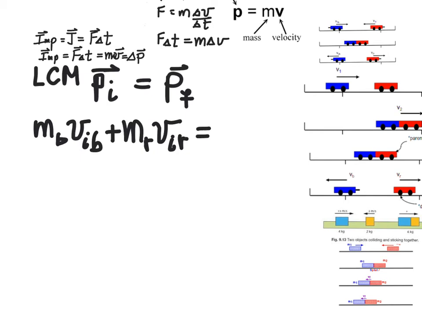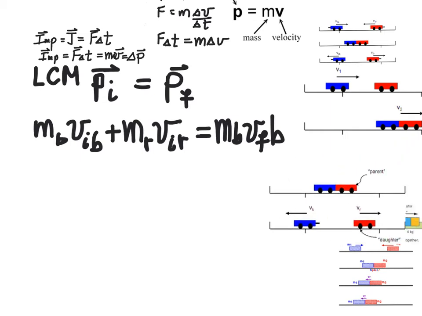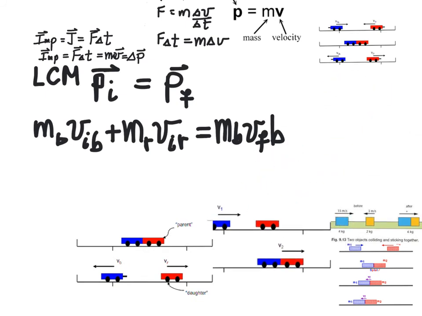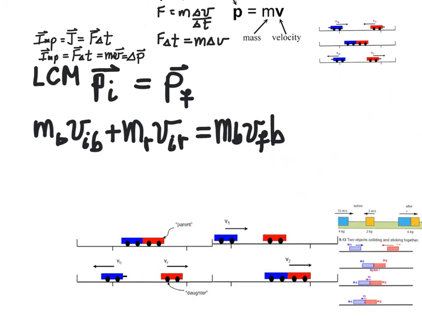That will be equal to the final momentum, which is the mass of the blue cart times the final velocity of the blue cart. Oops, I'm going to run out of space here. Let me move these out of the way. Go back to my writing. Plus the mass of the red cart times the final velocity of the red cart.